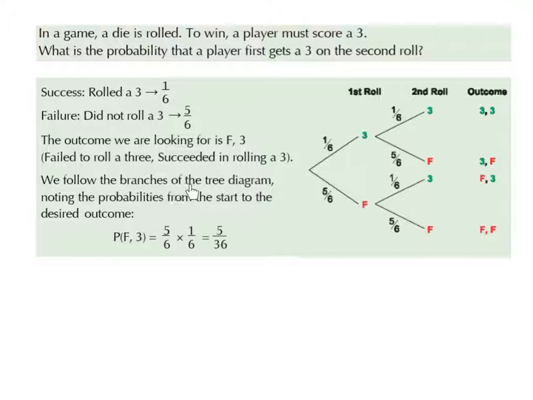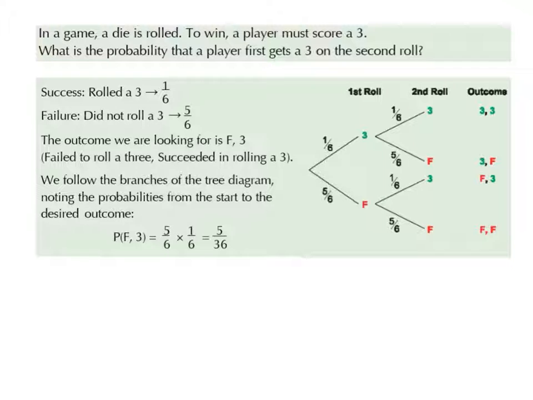We follow the branches of the tree diagram, noting the probabilities from the start to the desired outcome. So we're looking for F comma 3. So we see this is F comma 3 here. So that's fail and then get a 3 the second time. So fail on the first roll, get a 3 on the second roll. So F comma 3. So remember, we need to multiply.